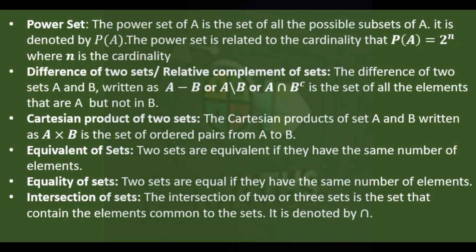So the other one is the difference of 2 sets, or relative complement of sets. The difference is just that if you have 2 sets and you notice that there is an element in one that is not in the other one. So I'm saying that if you have sets A and B, A minus B means the elements in A but not in B. Or you write it as this. Or you write it as this. So they mean the same thing. So see what I'm saying?